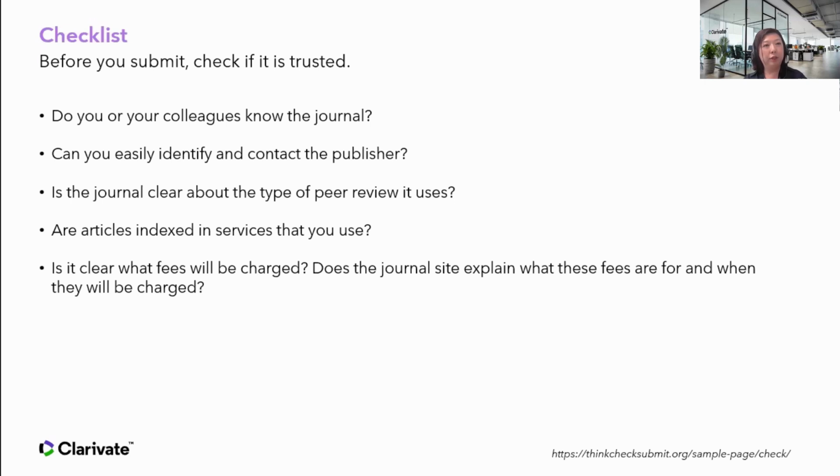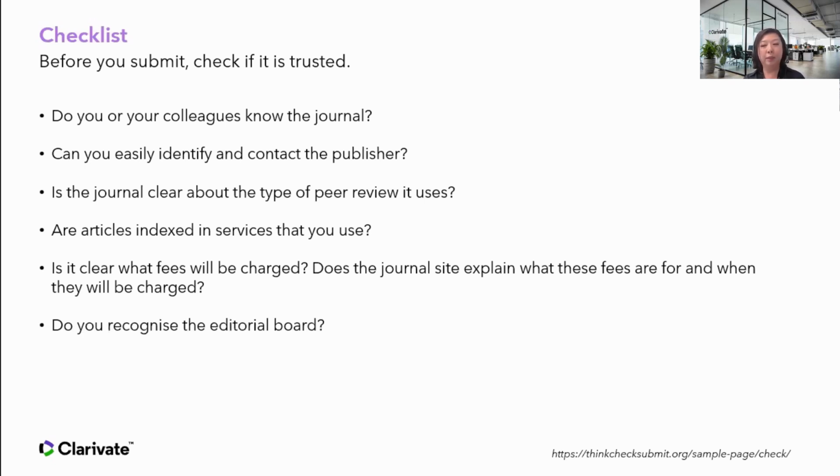Next, is it clear what fees will be charged? So I'm not just talking about article processing charges for open access documents, but in the form of maybe color processing charges, layout fees that some journals might say, oh, I need you to pay a nominal sum. And all these have to be declared on the journal's website clearly and not sprung on you midway through the manuscript processing workflow. Okay.